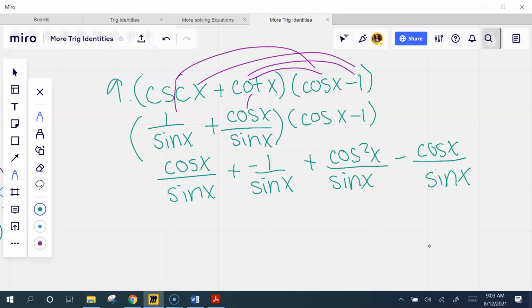Can I move on? Not yet. Well, I'm on the third line. Okay, so the first cosine x over sine x and the last cosine x over sine x cancel, because it's cosine x over sine x minus cosine x over sine x.